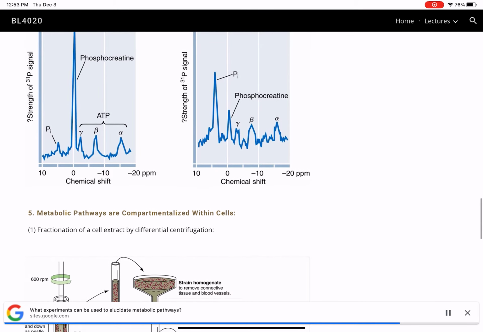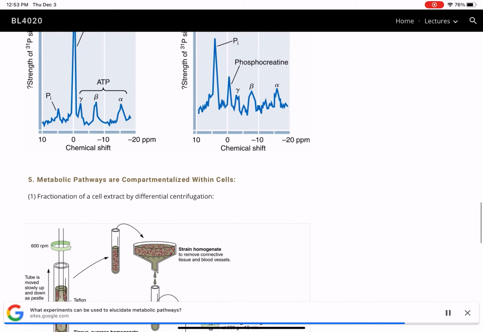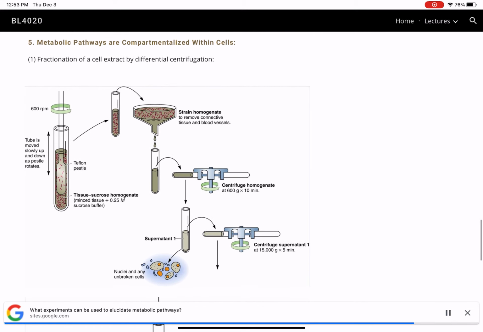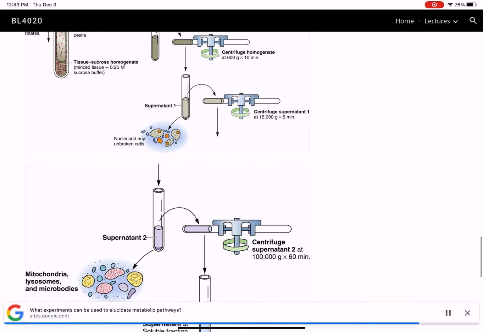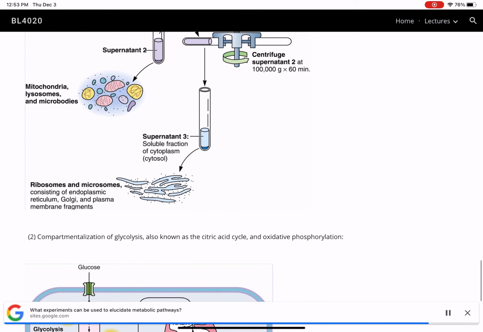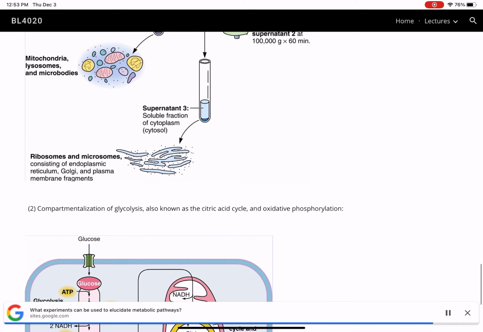5. Metabolic pathways are compartmentalized within cells. 1. Fractionation of a cell extract by differential centrifugation. 2. Compartmentalization of glycolysis, also known as the citric acid cycle, and oxidative phosphorylation.